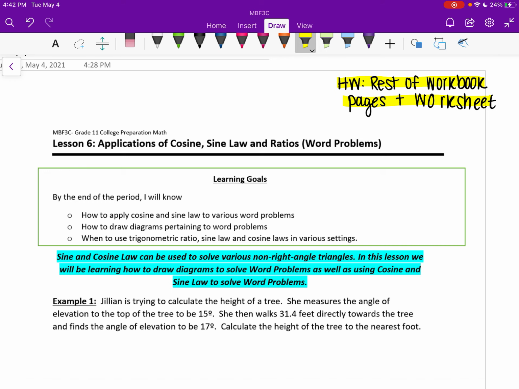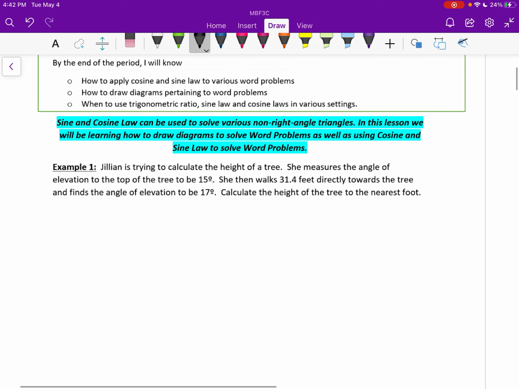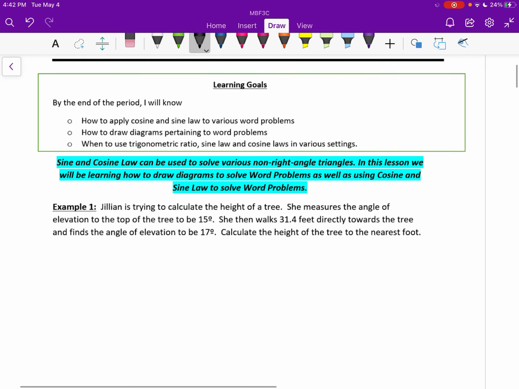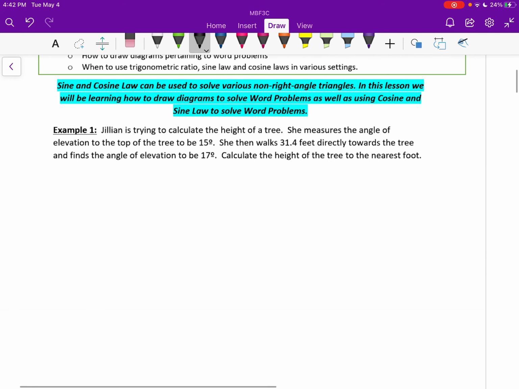Okay, so as we move forward, I'm going to start by saying what is expected by the end of this lesson. You will know how to apply cosine and sine laws to various word problems. You'll be able to draw diagrams pertaining to word problems, and you'll be able to use trigonometric ratios, sine law, and cosine law in various settings. So you'll be able to use all 3 of the things that we've learned so far to solve word problems. Let's get started with example number 1.